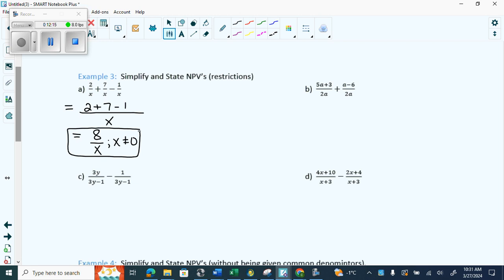Okay, B. I have over 2a over 2a. First step, common denominator. Check. Second step, write over one denominator. So I'm going to get a 2a in the denominator, and then I get a 5a plus 3, and then I'm just adding so it doesn't affect anything, plus a minus 6. And then I treat it like they are items, right? So that I don't screw up.